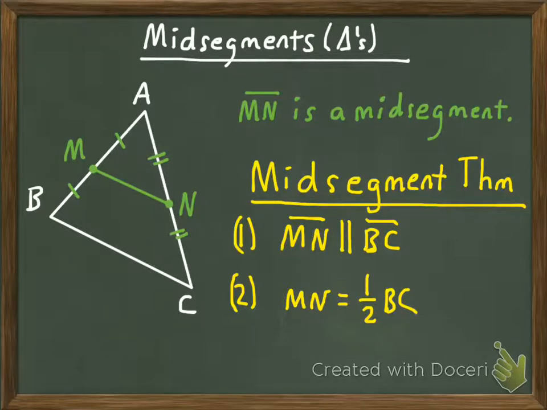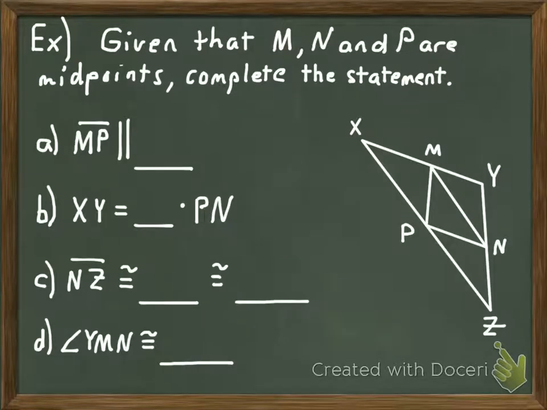So let's see how we can use that. Very simple. I've got a triangle here where I've given you that M, N, and P are midpoints. So M is the midpoint of segment XY, N is the midpoint of segment YZ, P is the midpoint of segment XZ. And I want us to complete these statements using the fact that those are all midpoints.